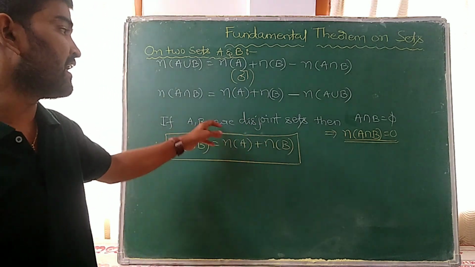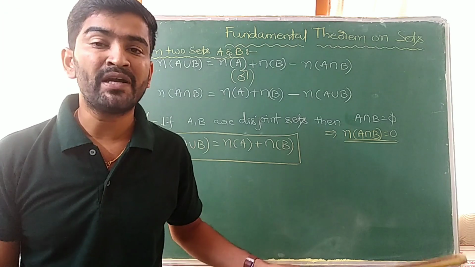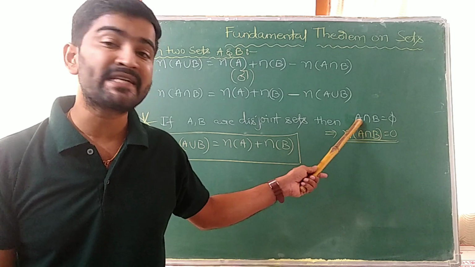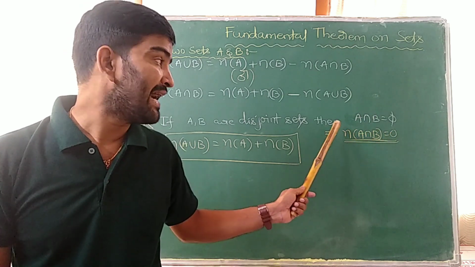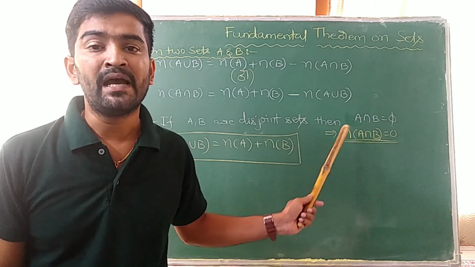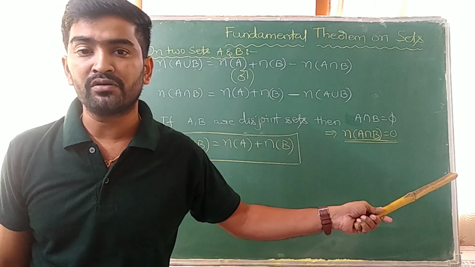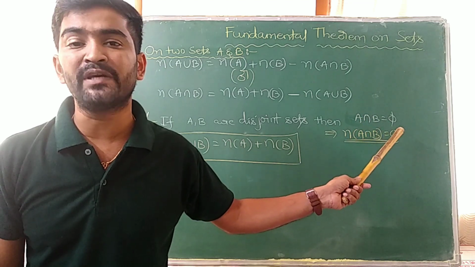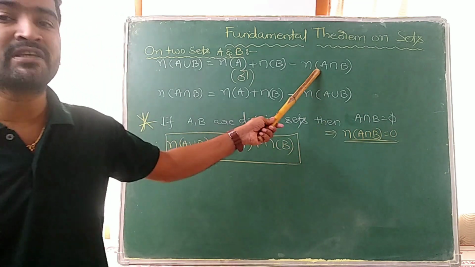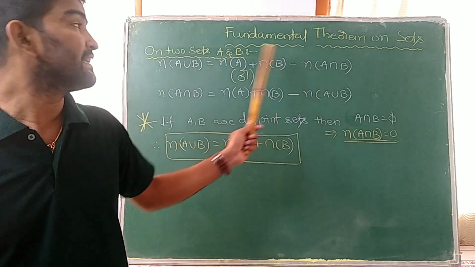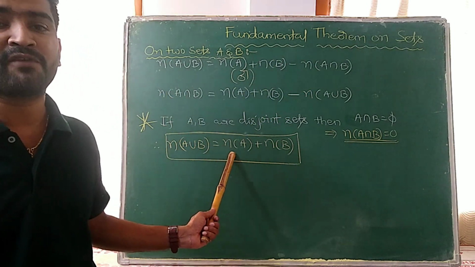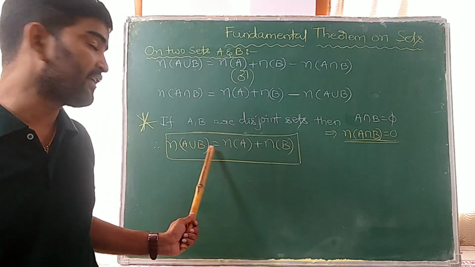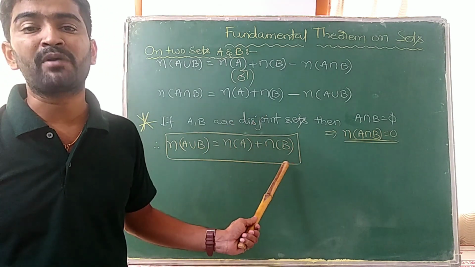Now let us suppose A, B are two disjoint sets. Disjoint sets means there is no common element between the two sets A and B. That means A intersection B is equal to empty. As A intersection B is empty, n(A intersection B) is 0, because there is no element. If I write 0 in place of n(A intersection B), then n(A union B) is going to be n(A) plus n(B). This is a very important formula. So n(A union B) is equal to n(A) plus n(B).